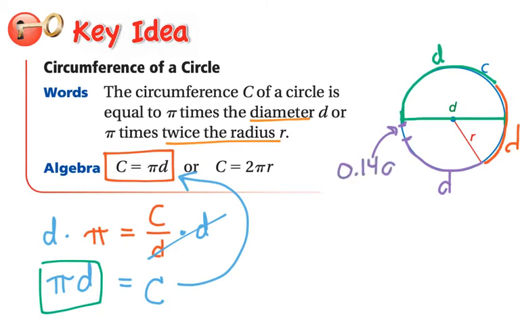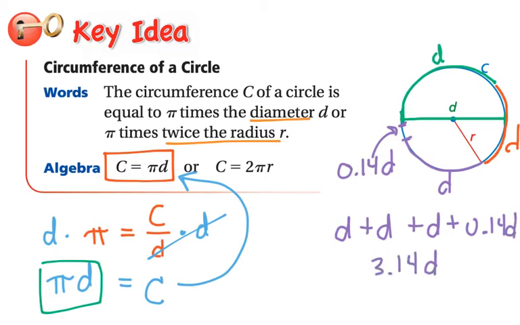0.14 diameters, which means that if we were to add up that perimeter, which is what we would normally do with perimeter, we would add up the sides. We would take 1 diameter plus 2 diameters plus 3 diameters plus about 0.14 diameters, which really means you'd get 3.14 diameters, which we know 3.14 is just an approximation for pi. So that's what we're really doing.